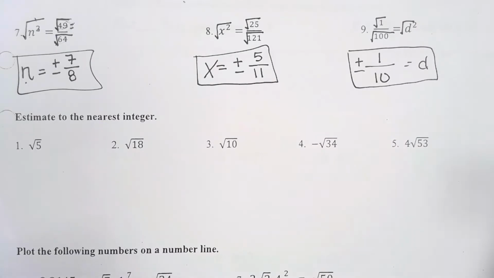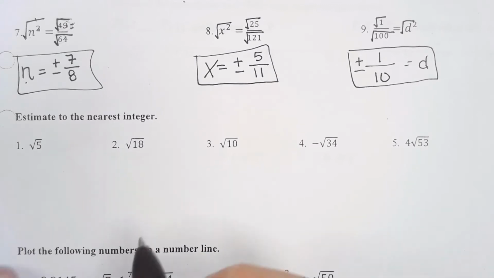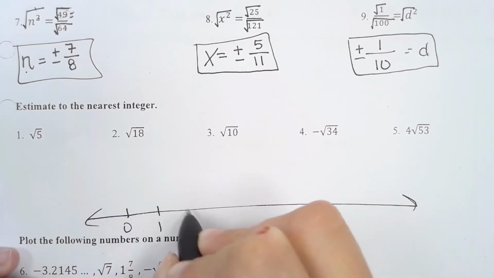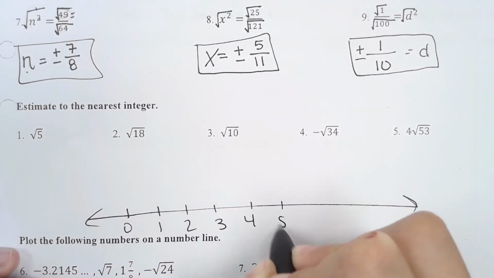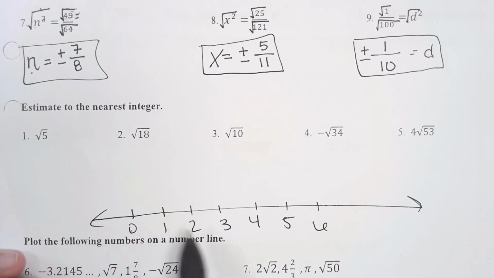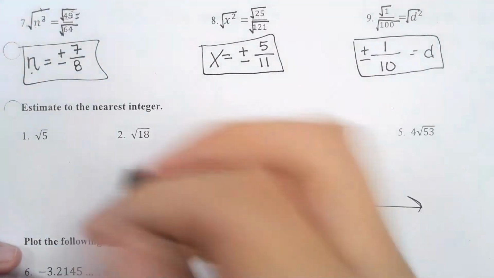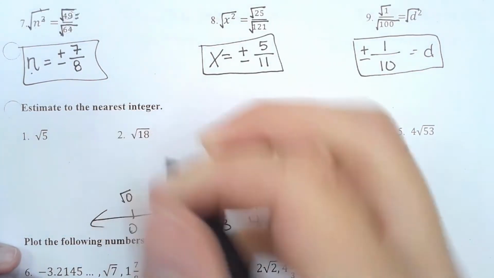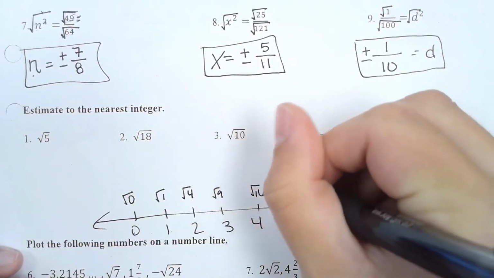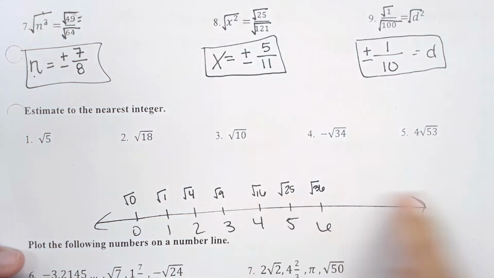All right, the next portion here is just estimating to the nearest integer. So we do something that's called approximating square roots. So if I were to give you guys a number line here, and I'm just going to go up to 6, and if I were to change all of our numbers on the number line into their perfect squares, we would get the square root of 0, square root of 1, square root of 4, square root of 9, 16, 25, 36, and so on.